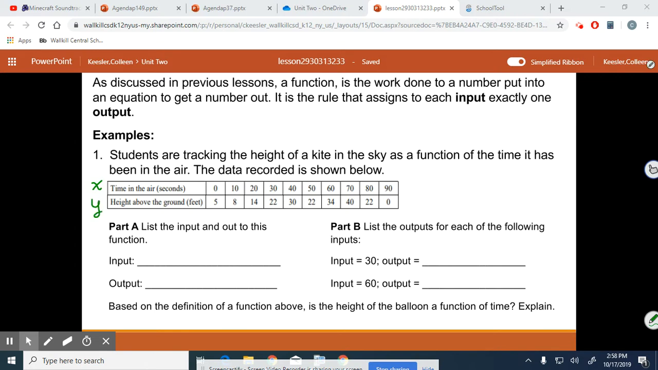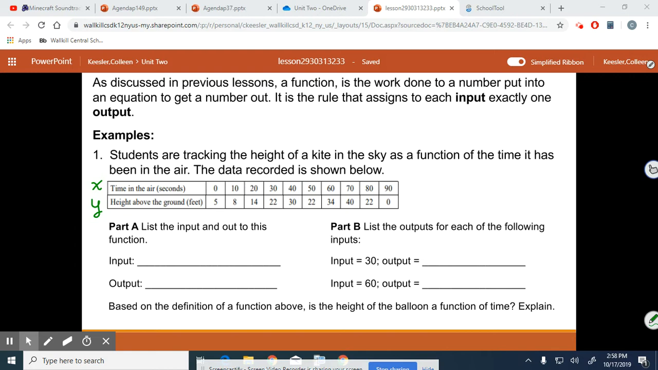And you can see that the time in the air is recorded in intervals of 10 seconds and that none of those times show up more than once. So we have 0, 10, 20, 30, 40, 50, 60, 70, 80, and 90. It's not like 10 shows up twice or 60 shows up twice. And then we have height above the ground, 5, 8, 14, 22, 30, 22, 34, 40, 22, 0. Now that does go up and down a little bit, okay? And there are some y values that show up more than once, but that is okay.